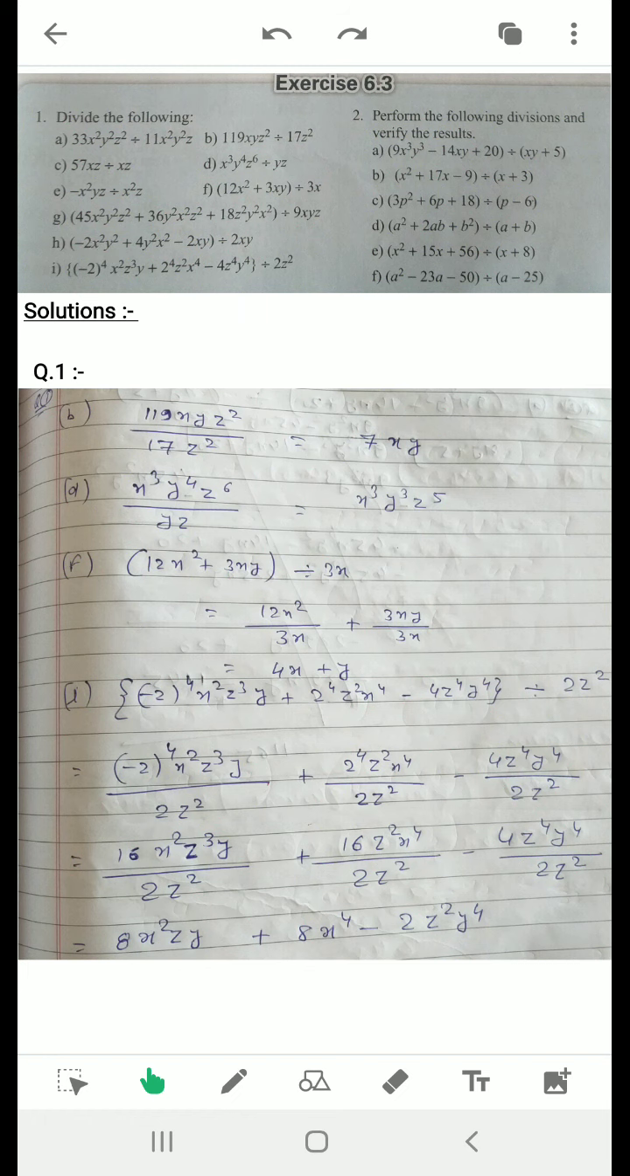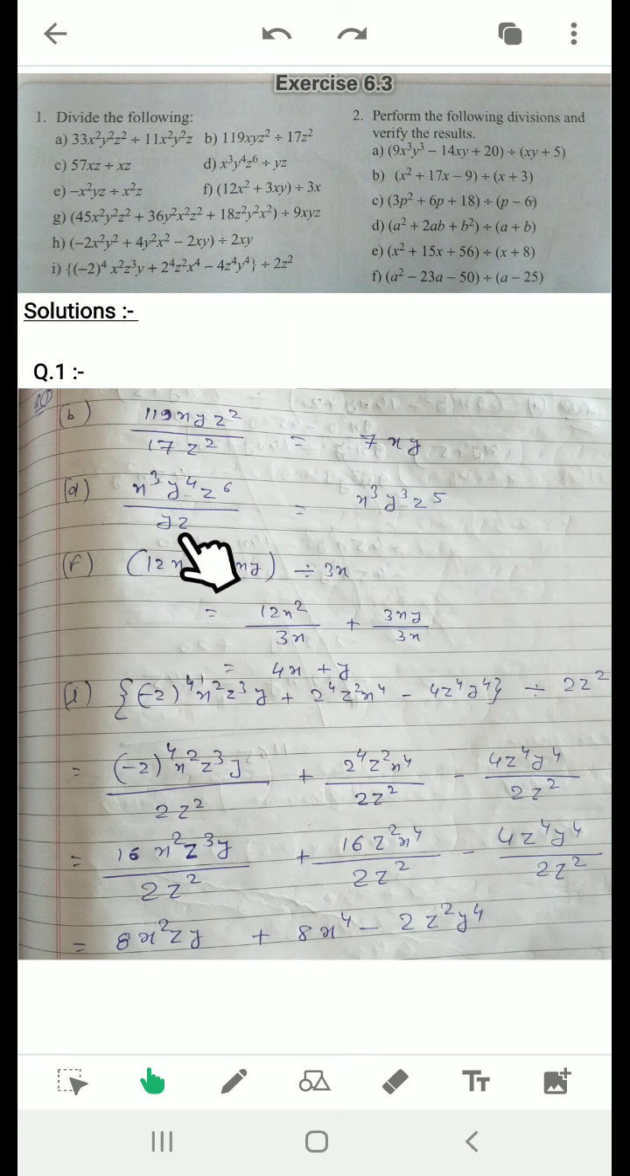Similarly, question number D I also solved. x cube y4 z6 divided by yz. So this is also the case of monomial divided by monomial. Numerals are not there, so we cannot write any numeral. This x cube will remain as it is. This y power 4, and in the denominator it is y power 1, so 4 minus 1, that will be y power 3. Z power 6 by z power 1, so 6 minus 1, so z power 5.